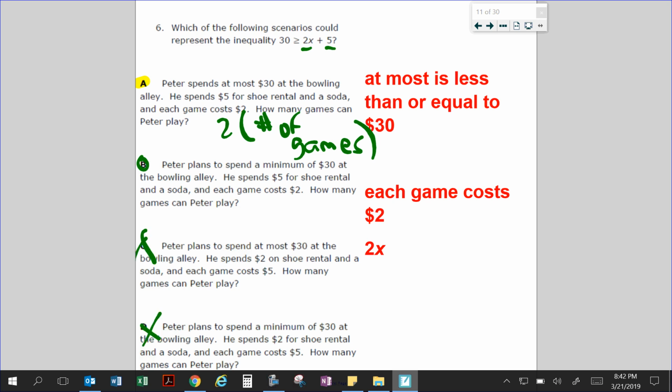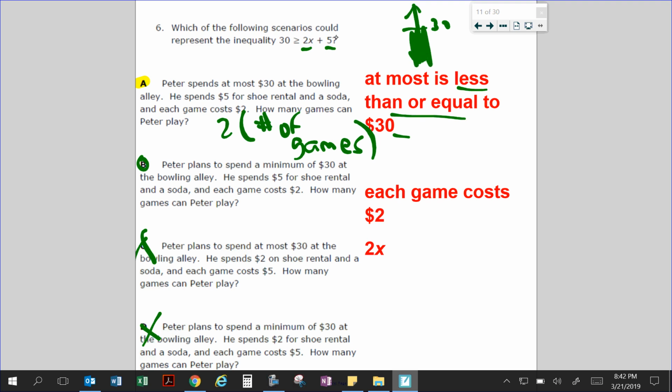So now this is where people get stuck. He spends at most $30. That means 30 is the most amount he can spend. If it's the highest he can spend, he must spend less than or equal to $30. For example, here in this number line, you have $30. This is the most he can spend. That means he can spend anything less than $30.